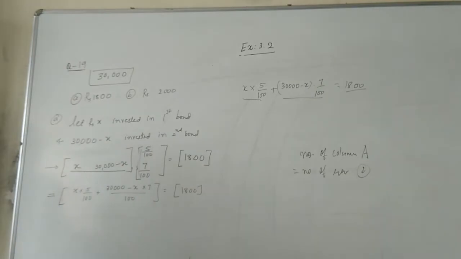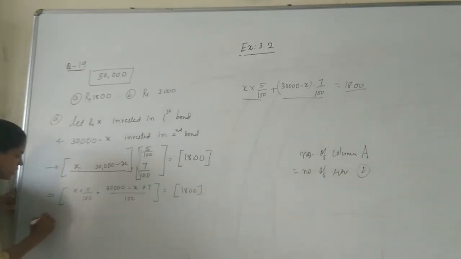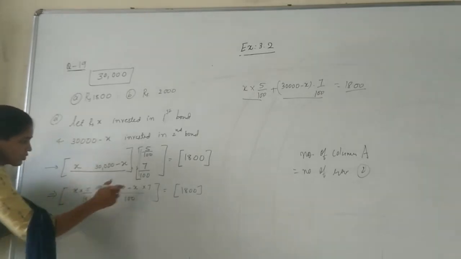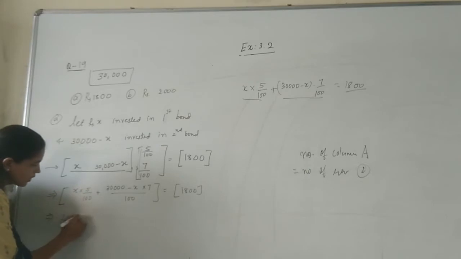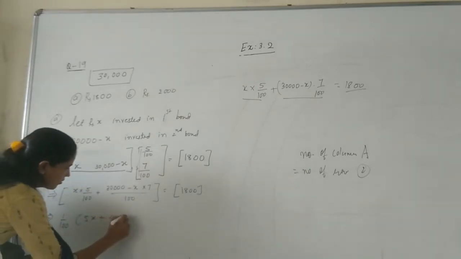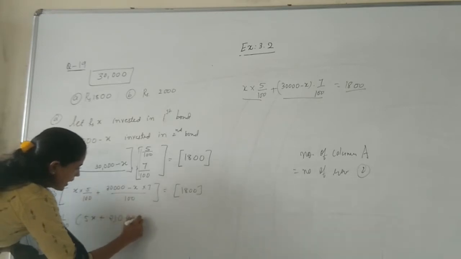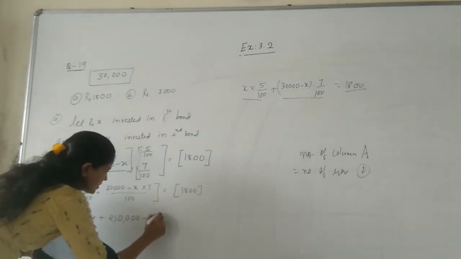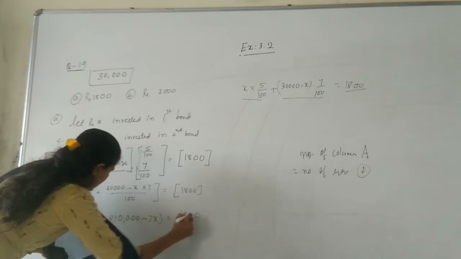So let me simplify it. So what we will do? 1 by 100 is common. In a bracket we will get 5x plus 7 into 3, so 21. So 2,10,000 minus 7x is equals to 1800.